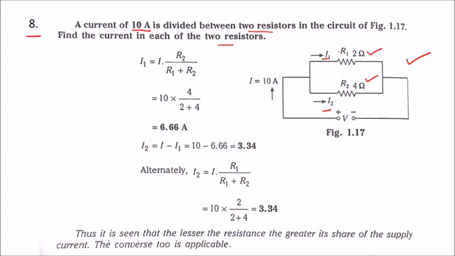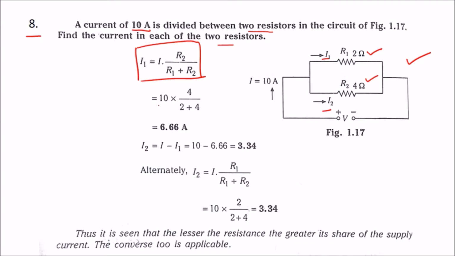Therefore the currents will not be equal. I2 and I1 will not be equal, so we need to calculate. First we will calculate I1. In the previous problem, I showed you how this formula has been derived. So using this formula we can calculate I1.